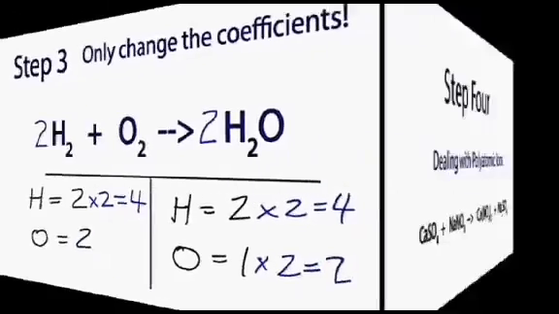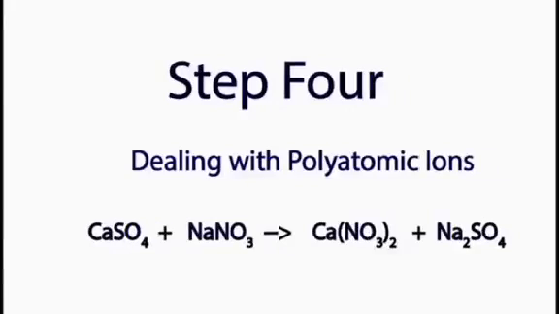This equation is balanced. Sometimes you have an equation that looks downright scary. Yikes! But if we have a polyatomic ion on both sides, like the SO4 or the NO3, then we can consider that ion to be just one thing. Let's see how that works.